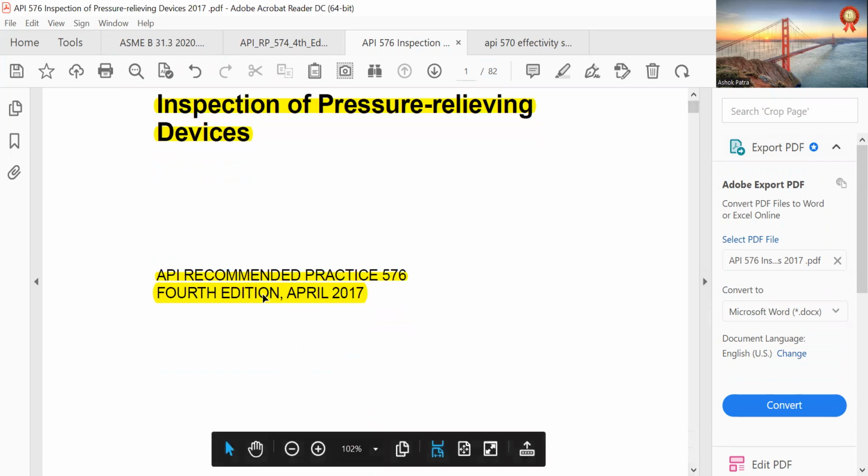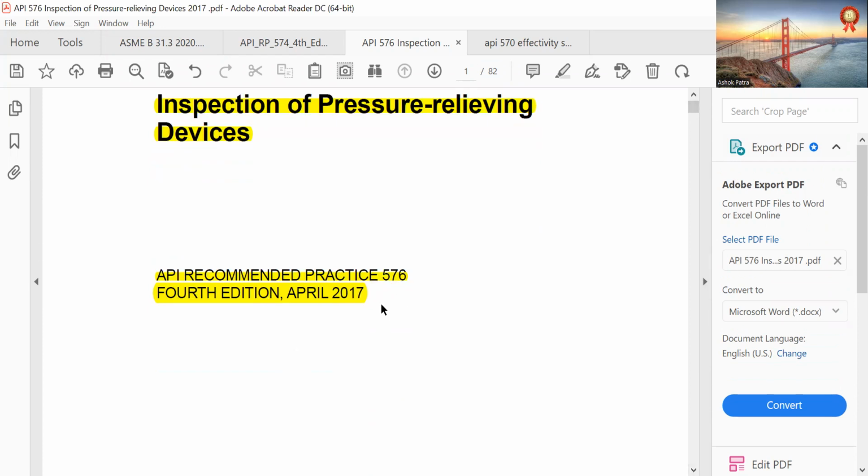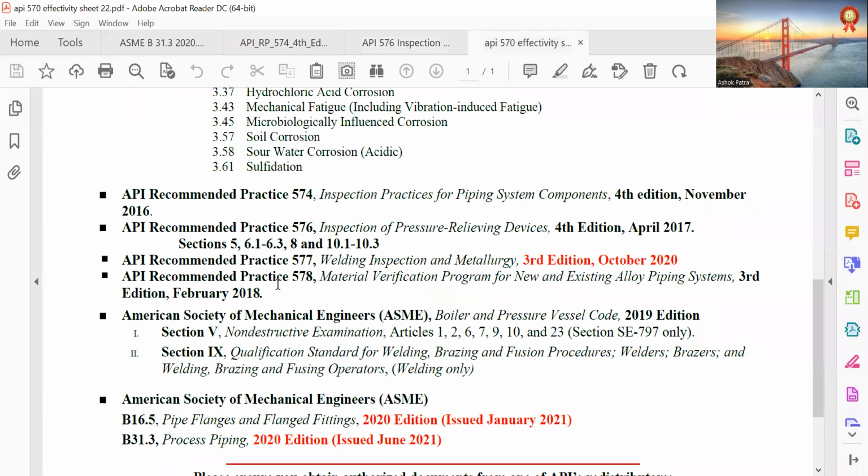API Recommended Practice RP 576, 4th edition, April 2017. That is what is required. April 27, sections 5, 6.1, 6.3, 8, 10.1, 10.3. Okay. In between, I don't know, something. We'll just check.